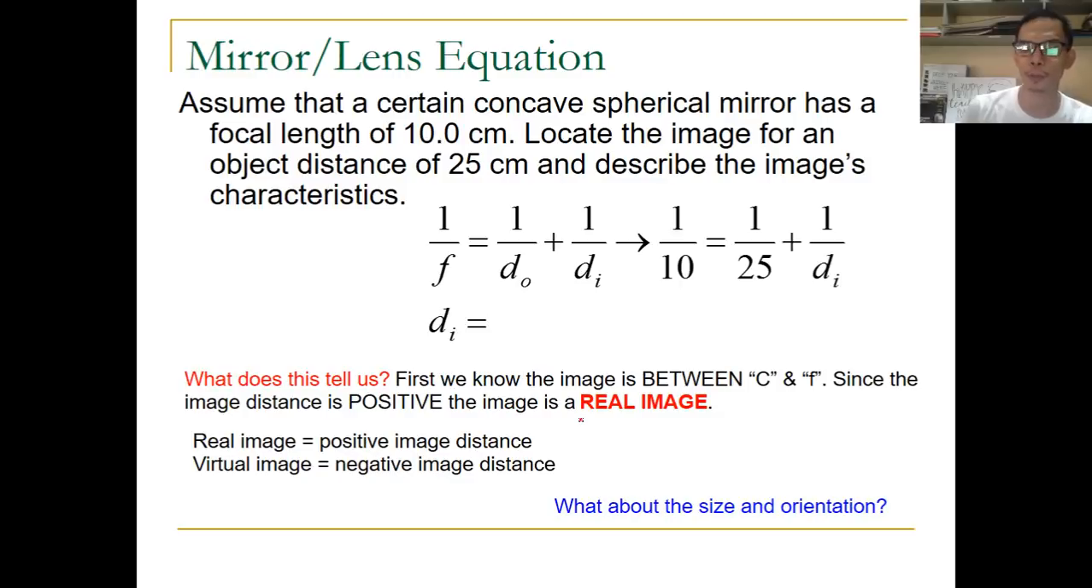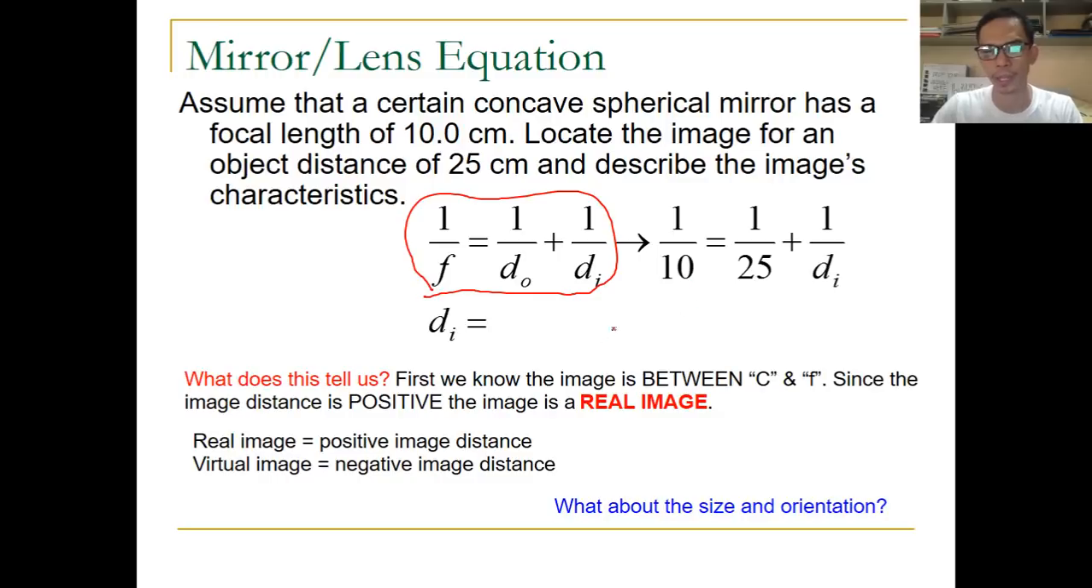So the problem reads: assume that a certain concave spherical mirror has a focal length of 10 cm. Locate the image for an object at 25 cm and describe the image's characteristic. So what we have right here is the working formula, the mirror equation. We have here the focal length, which is 1 over 10. So if we rearrange this based on this problem, we are looking for the image distance.